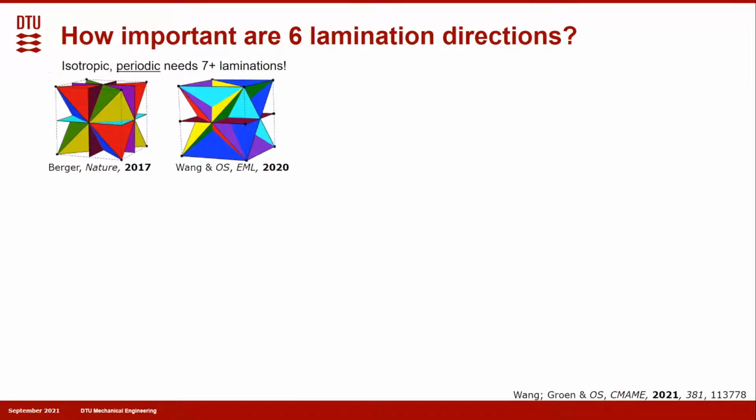As I already mentioned, one needs 6 lamination directions in order to achieve stiffness optimal microstructures without periodicities. However, if we need periodic microstructures and isotropy at the same time, then we need at least 7 laminate directions, as indicated by these 2 configurations. Those colors indicate different lamination directions where the plates are placed.